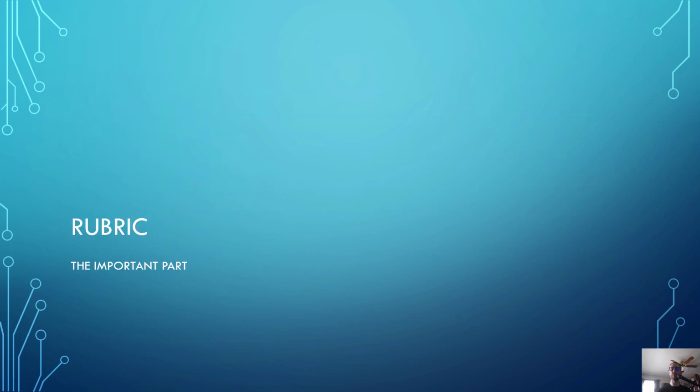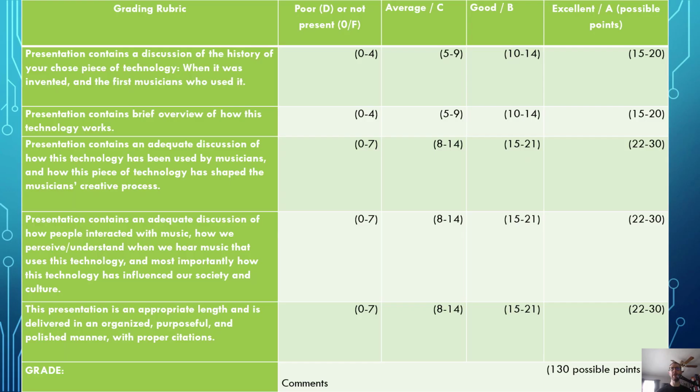So let's talk about the rubric and how I'm going to grade your project. There are a number of questions, and there are a number of points for everything. The first major thing is that you discuss the history of your piece of music tech. When was it invented, and who was the first musician or musicians that used it? In a lot of cases, this is going to be the inventor, so that's usually pretty easy.